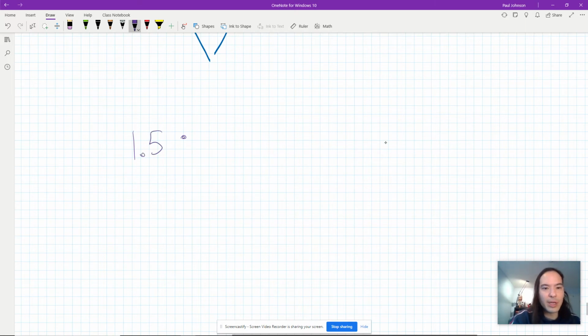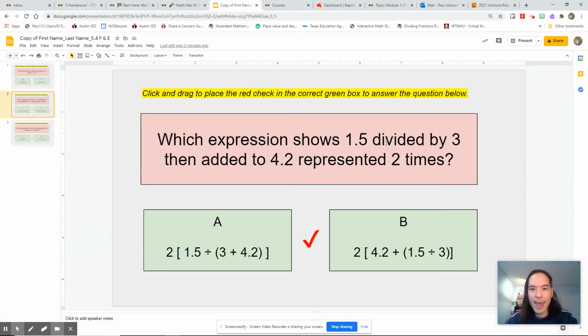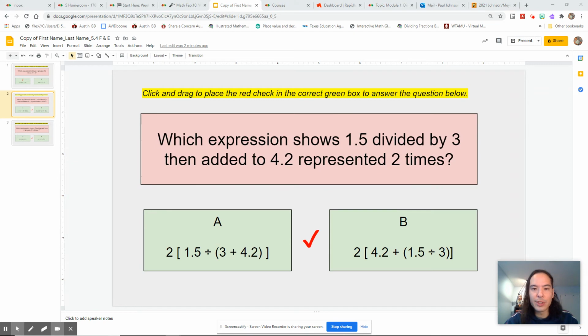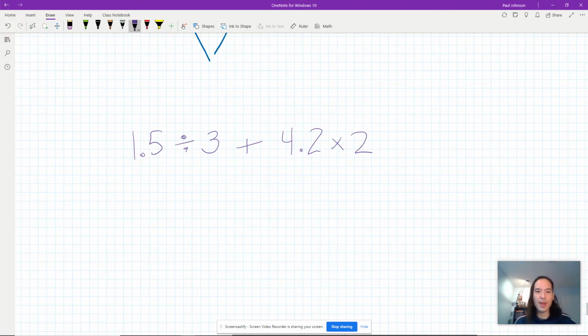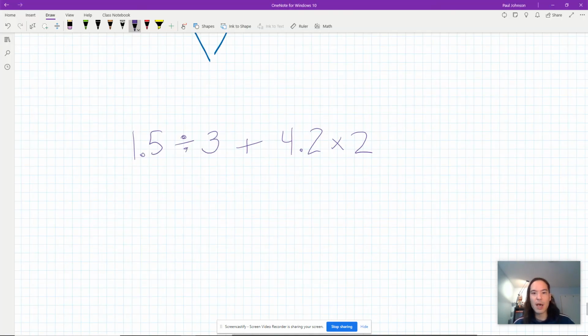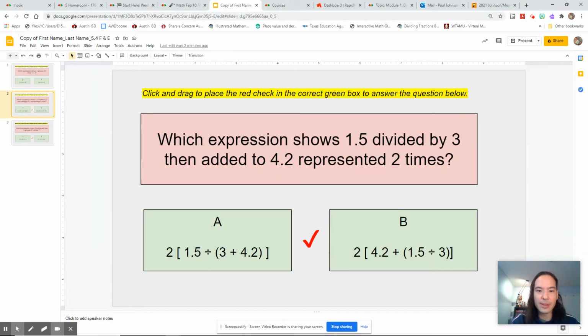1 and 5/10 divided by 3, added to 4 and 2/10, represented 2 times 2. All right. So on this problem, literally, hold on one second. Yeah, literally, we could do this problem without adding any grouping symbols. Because if you think about it, we have to find the answer to the division problem, and then we'll have to find the answer to the multiplication problem, and then the last step that we'll do is add them, right? So we should get the correct answer from doing this.